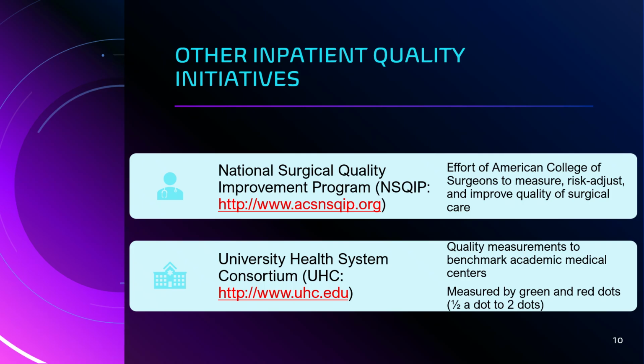care. What makes NSQIP powerful is that it doesn't just measure raw outcomes, it uses risk adjustment to account for differences in inpatient populations. That way, hospitals can fairly compare their results and identify where improvements are needed. For academic medical centers, another initiative is the University Health System Consortium, or the UHC. Now, UHC is all about benchmarking. Academic centers submit their data to UHC, and in return, they receive detailed reports comparing their performance to peers.